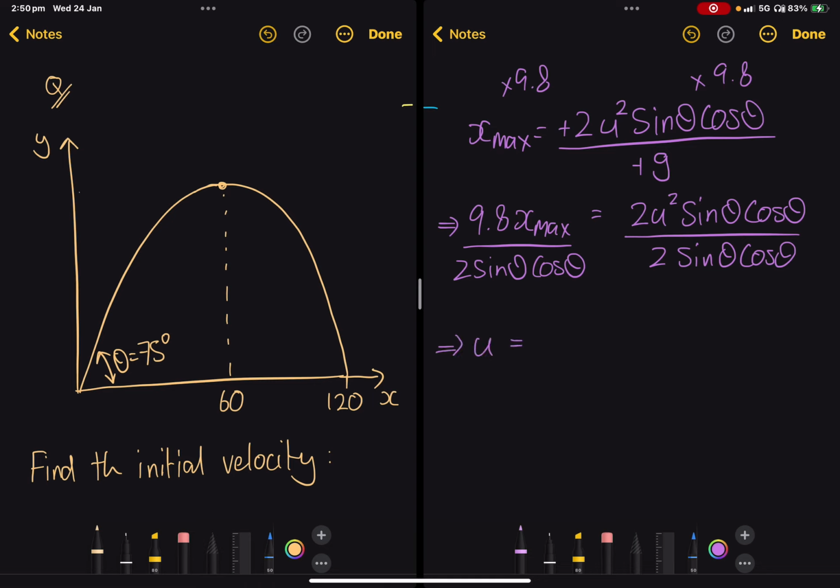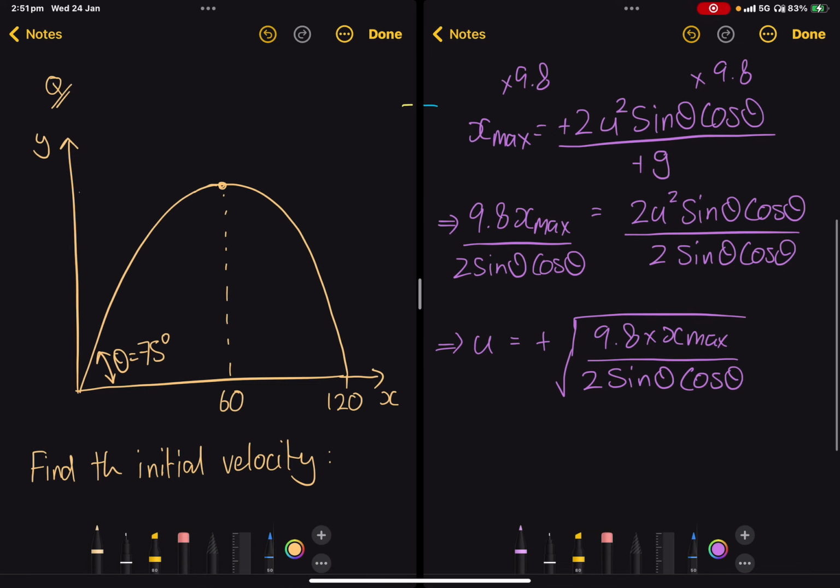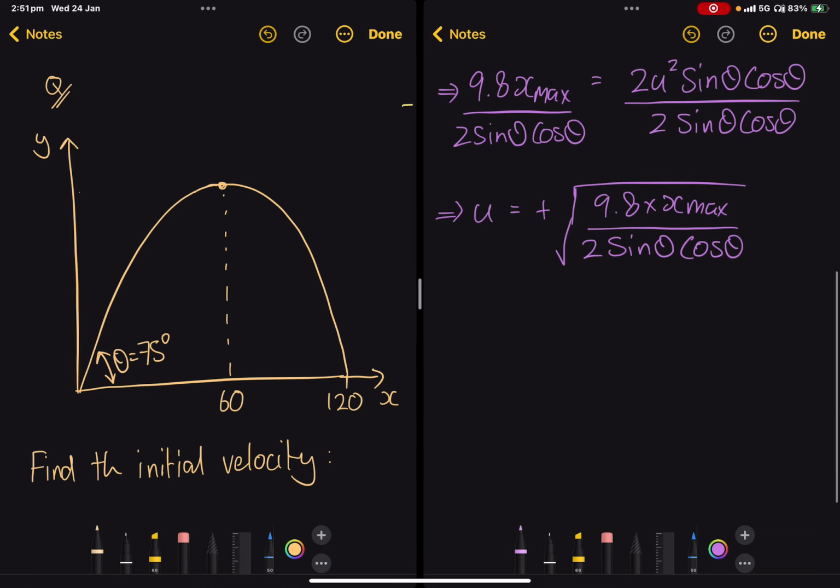u is equal to plus or minus the square root of 9.8 times x max divided by 2 times sine of theta cosine of theta. Now in this case it's going to be positive, so we can ignore the plus or minus. Whenever we do a square root, it's good to identify positive and negative. This is going to be our formula. So now let's plug everything in and get our initial velocity.